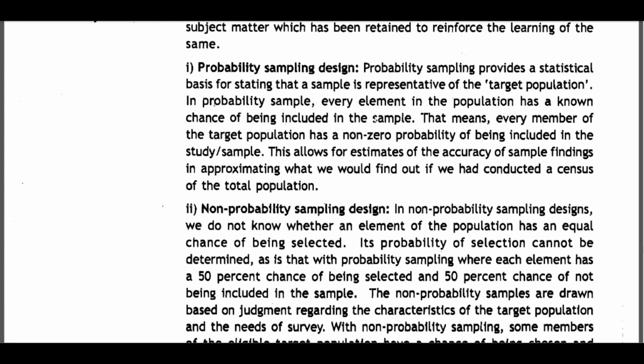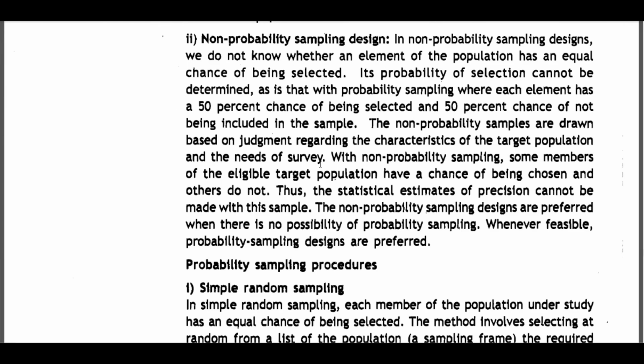One, probability sampling design. Probability sampling provides a statistical basis for stating that the sample is representative of the target population. In a probability sample, every element in the population has a known chance of being included in the sample. That means every member of the target population has a non-zero probability of being included in the study or sample. This allows estimates of the accuracy of the sample findings in approximating what we would find if we had conducted a census of the total population.